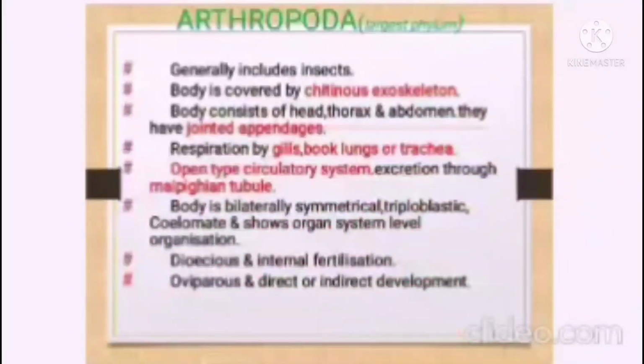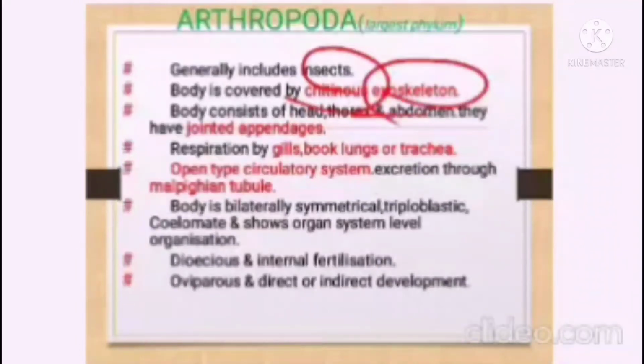Now moving on to the next one, Arthropoda. Largest group you can find, innumerable number of organisms are present in this group. And why? Because they are the group which consists of different varieties of insects. Okay. So body is made up of chitinous exoskeleton. Chitinous exoskeleton, what do you mean by exoskeleton? Outer covering. Okay.